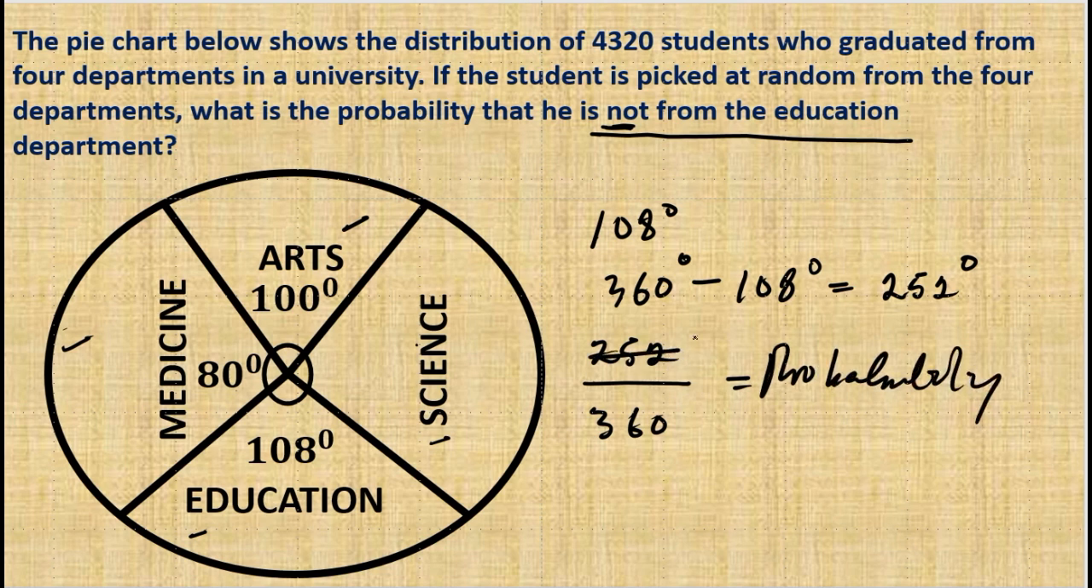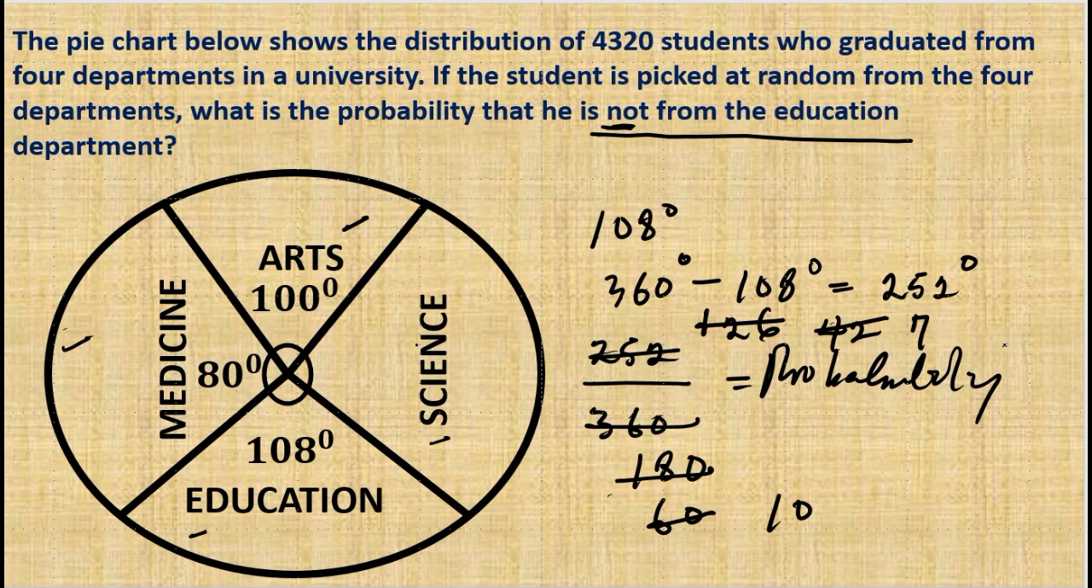Now, we simplify. 2 in 252 is 126, 2 in 360 is 180. I'm beginning to see 3. 3 in 126 is 42, 3 in 180 is 60. Then I'm beginning to see 6 again. 6 in 42 is 7, and 6 in 60 is 10. That equals 7 over 10. This is the easiest way to go about it.